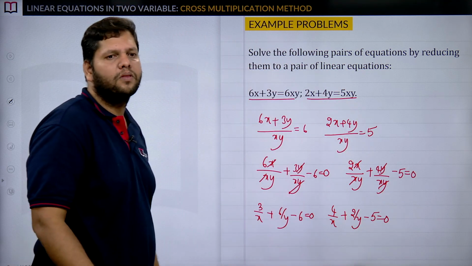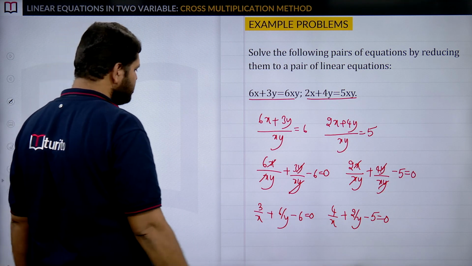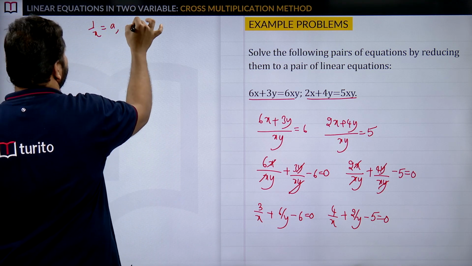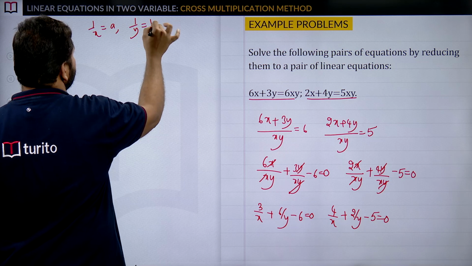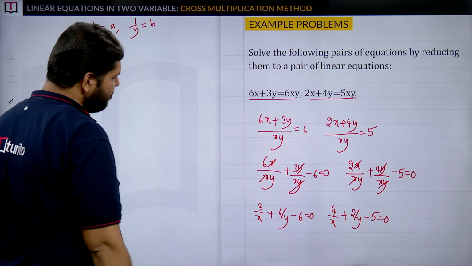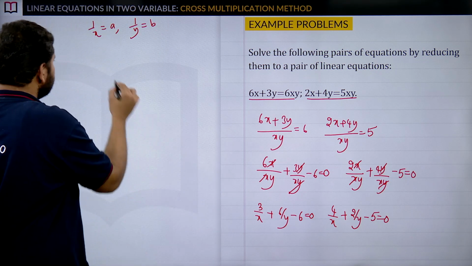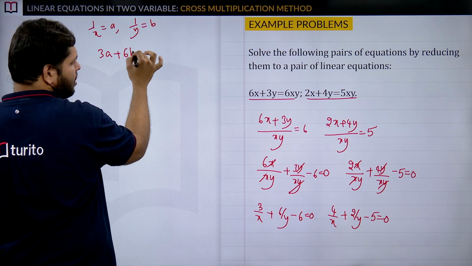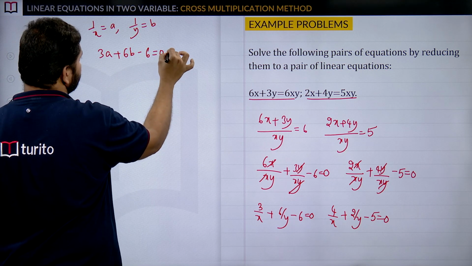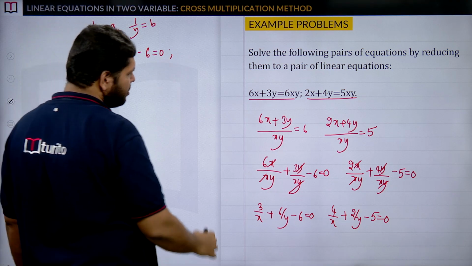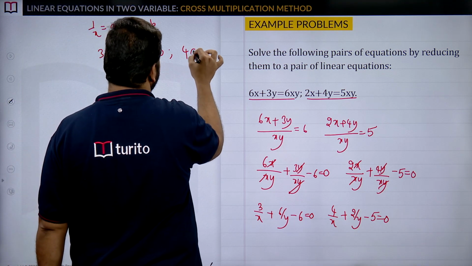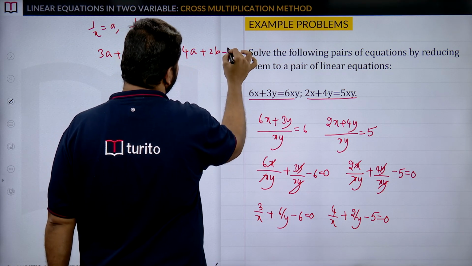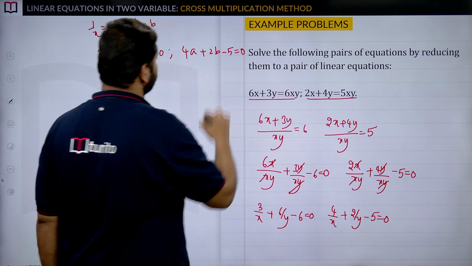Okay. Now, again, children, assume that 1 by x is equal to a. Again, 1 by y, assume it as b. Then, children, 1 by x is a, so directly I am writing 3a, and this is 6b, and minus 6 equals 0. And what is the second equation, children? We can write 4a, and this is 2b, and minus 5 equals 0.